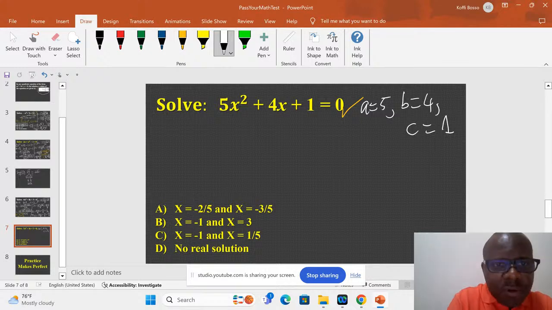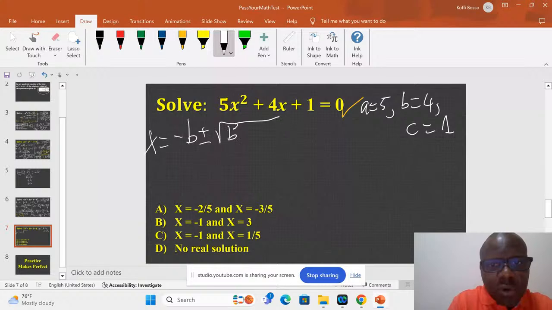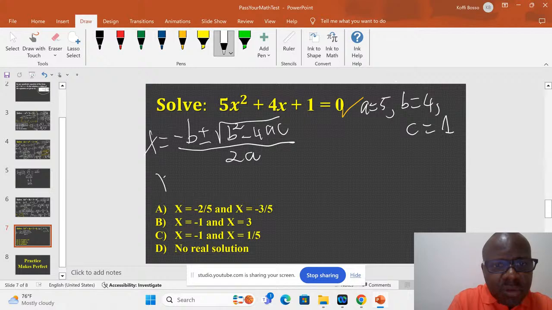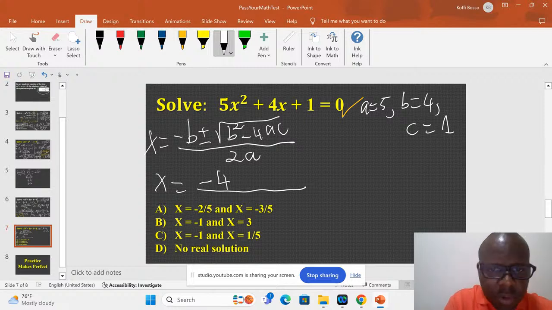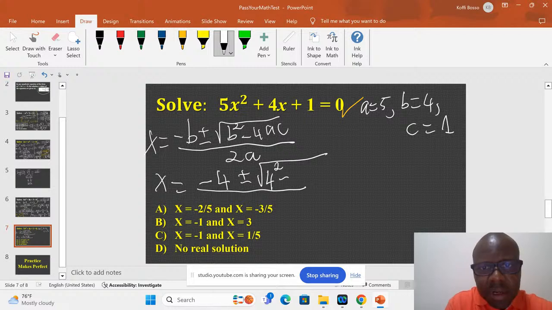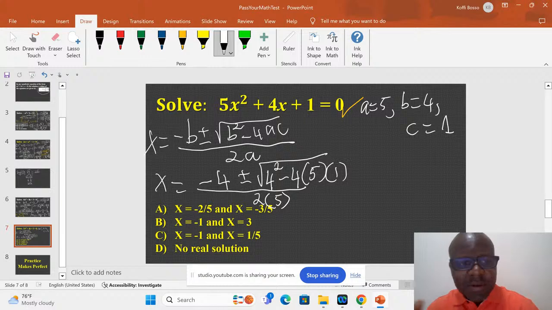So again, we apply the formula. x is equal to negative b plus minus the square root of b squared minus 4ac, everything divided by 2a. So x here is equal to, I'm going to place everything here: negative 4, because b is 4, plus minus the square root of 4 squared minus 4 multiplied by a, a is 5, and c is 1, everything divided by 2 multiplied by 5, 2a.